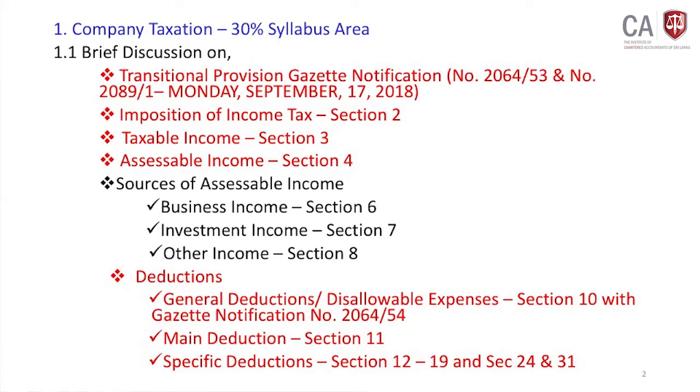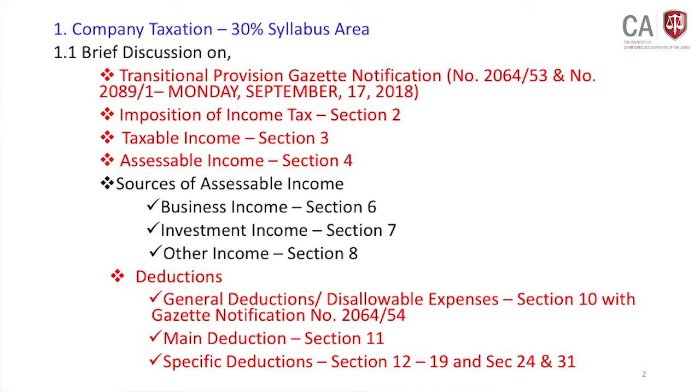In the Act it is mentioned as a general deduction, which is the first one. For your wording, it is not a deduction but disallowable expenses, mentioned in section 10 with the Gazette notification number 2064/54, which was also issued on 1st April 2018. What is this Gazette notification? In this Gazette notification, the levies and taxes should be disallowed in the tax computation. When arriving at business income, the list of levies and taxes we should disallow is given in this Gazette notification.